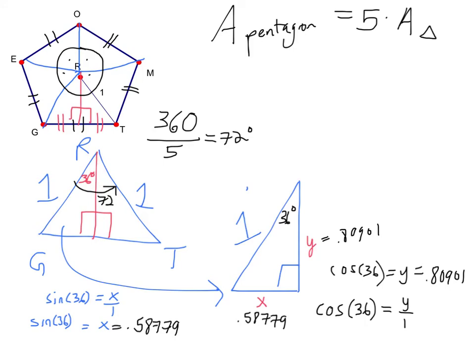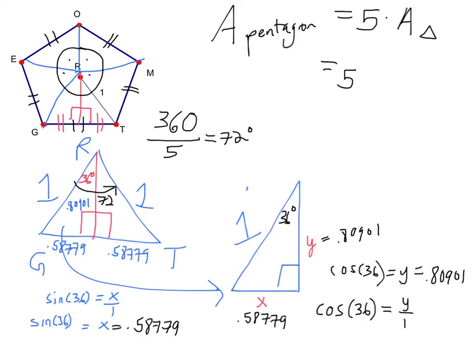Well, we learned that x was 0.58779. We'll have x right here. We'll also have it right here. So we'll have another 0.58779. And then we got the height, or the apothem, to be 0.80901. So really, I was thinking about finding the area of this entire triangle, and then multiplying it by 5. But actually, no, we'll do that. I think that's the cleanest way to think about that.